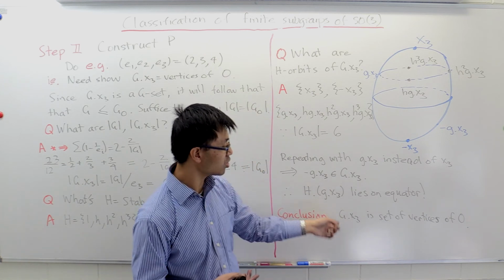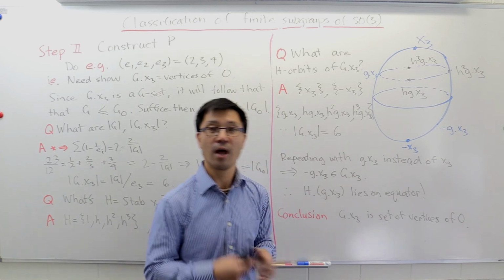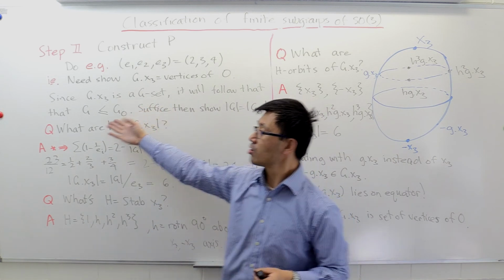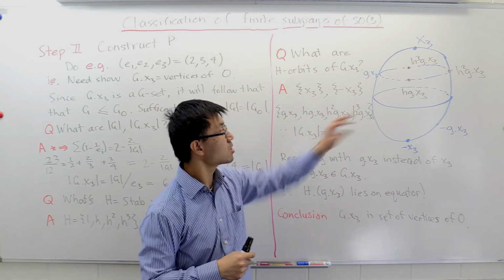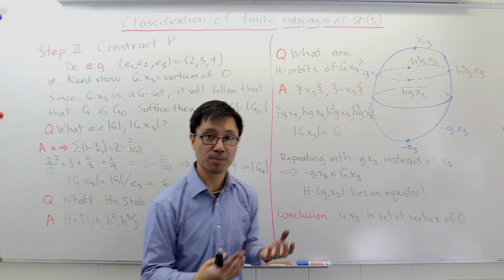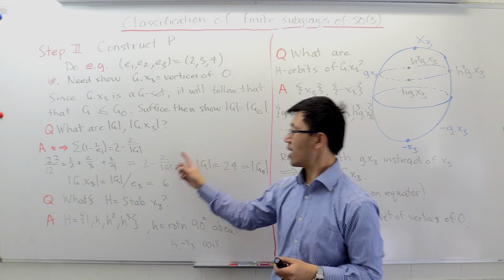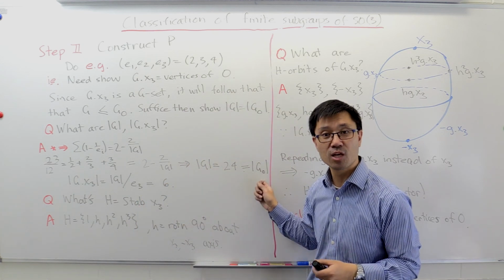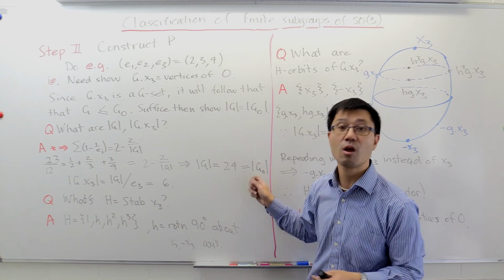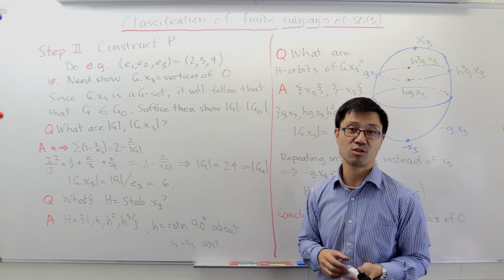Okay, so that's the conclusion. G dot x3 is indeed this set of vertices of an octahedron. And then we argue that G certainly rotates vertices of the octahedron back to itself. So in particular it rotates the octahedron back to itself. And since it also has the same number of elements as the rotational symmetry group of the octahedron, we find that it's actually equal to the rotational symmetry group of the octahedron.